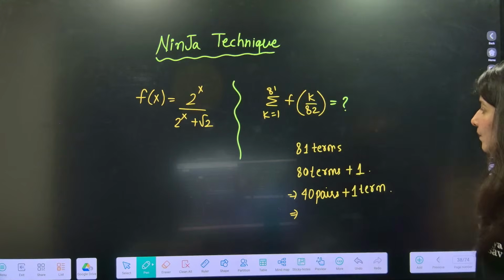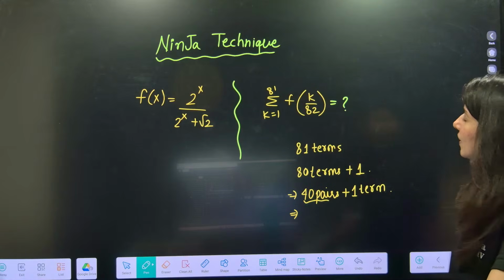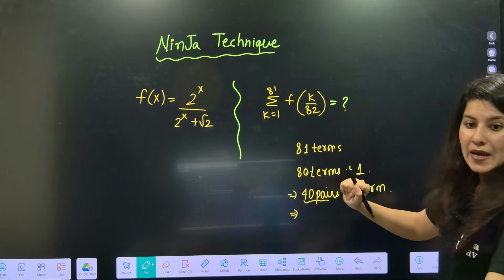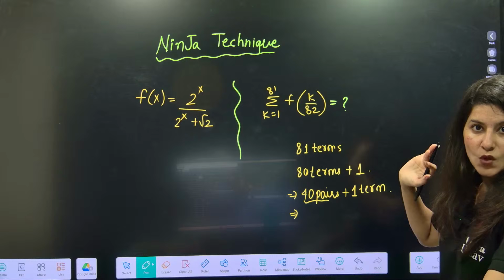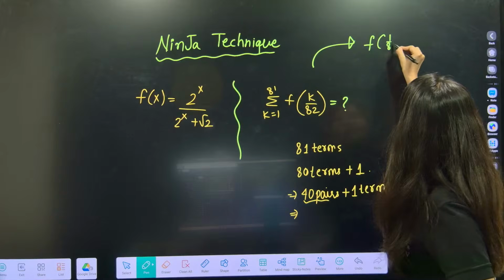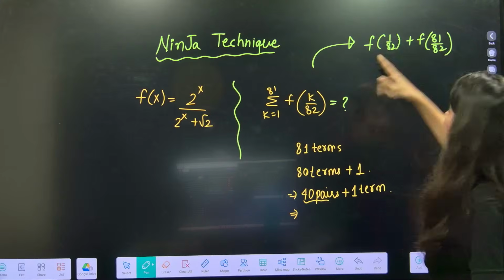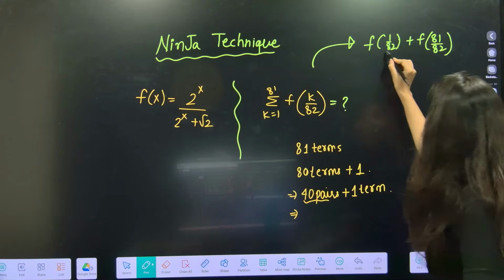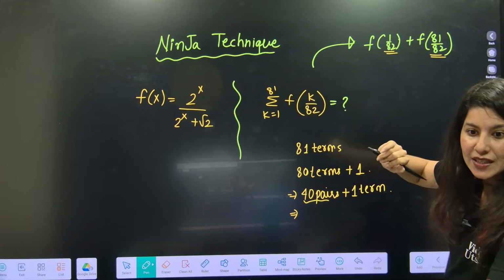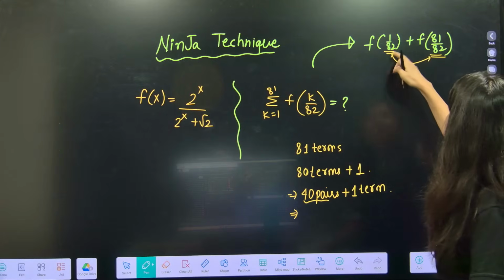40 pairs. Now, pairs. Tell me what is the pair over here. All you have to do is find out the first term and the last term. So, ma'am, the first term over here is f of 1 by 82 plus f of, the last term, 81 by 82. Try to find out the sum of first and last. Put k equal to 1 and then k equal to 81. Okay. So, ma'am, we can clearly see that the sum over here is 1.